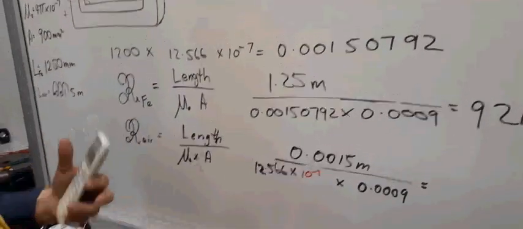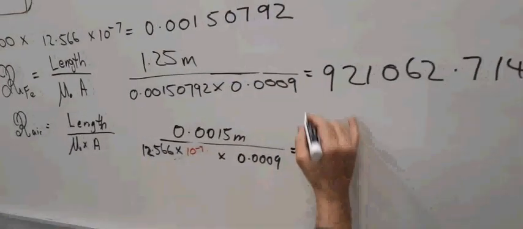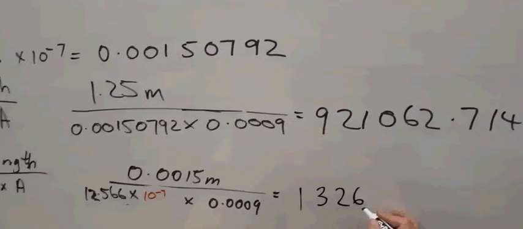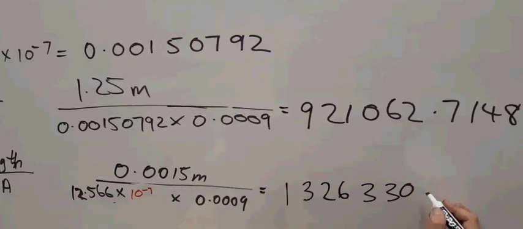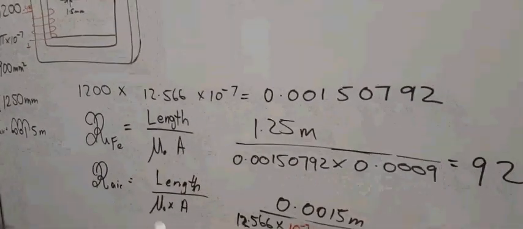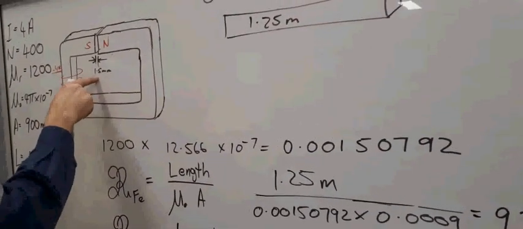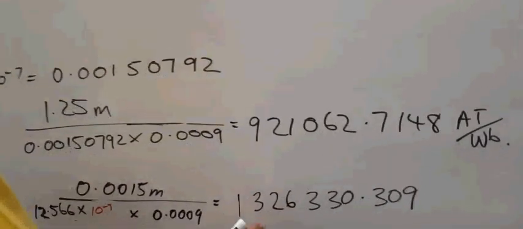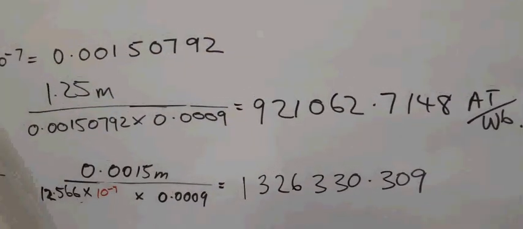Okay, so that yields 1,326,330.309. Now we have the reluctance of the steel, which is 1.25 metres long, and the reluctance of the air, which is only 1.5 millimetres. So that 1.5 millimetres of air is offering over a million, as compared to 921,000 for the whole length of the bar.